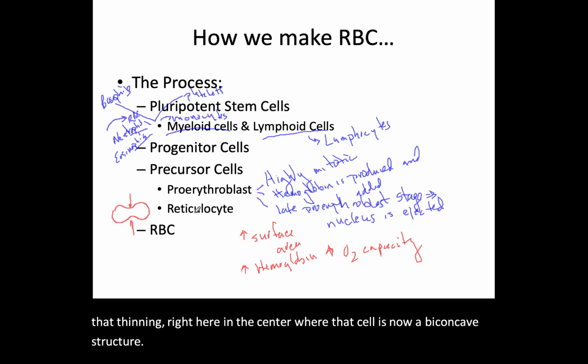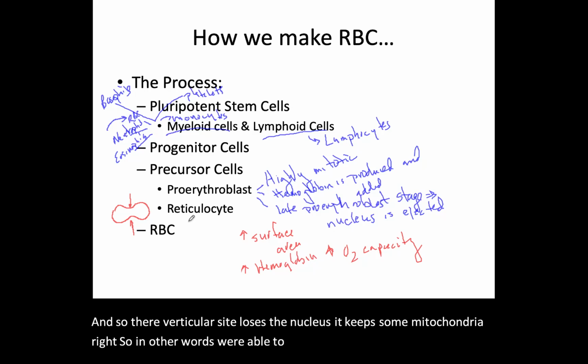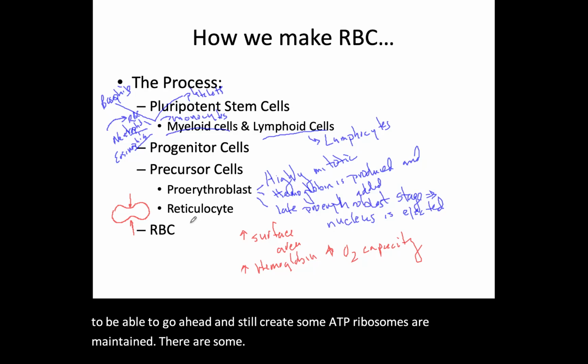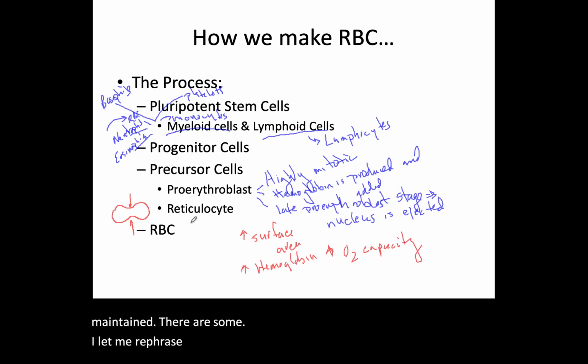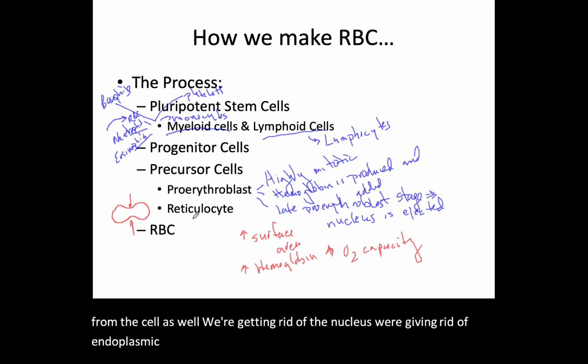And so the reticulocyte loses the nucleus. It keeps some mitochondria, right? So in other words, we're able to do cell respiration, because we've got to be able to still create some ATP. Ribosomes, endoplasmic reticulum, they are released from the cell as well. So we're getting rid of the nucleus, we're getting rid of endoplasmic reticulum, we're getting rid of ribosomes.